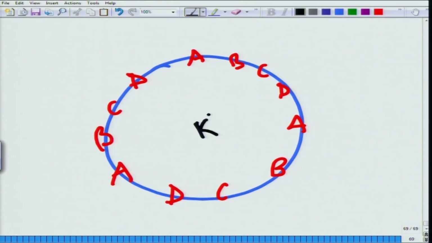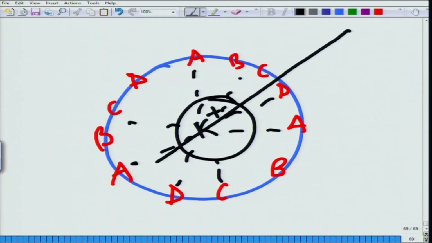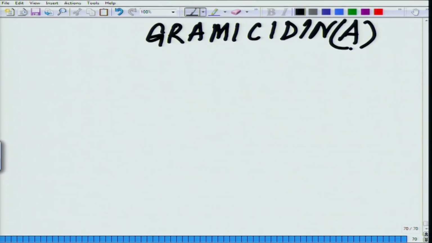Again, there is a potassium present in the center, kind of a coordination complex, and it is this potassium which allows the ions to move through it. In the same line, there is another molecule, one of the classic molecules which have been used all these years, called gramicidin A. Gramicidin A is another such channel forming molecule.